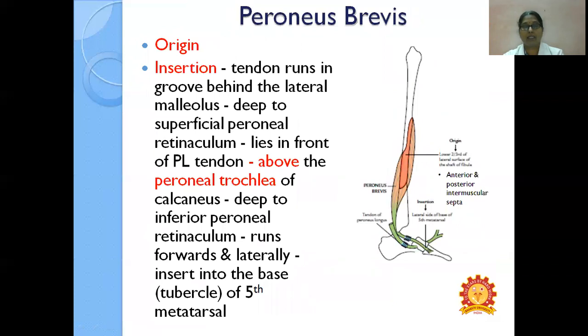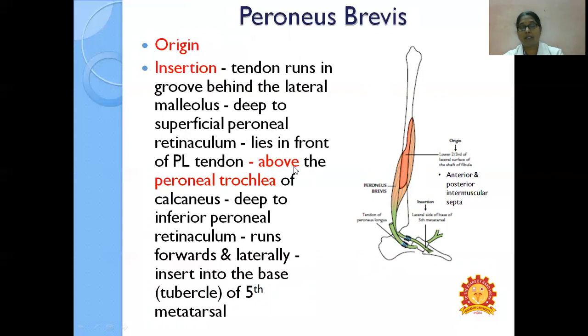Then we move on to the next muscle, that is peroneus brevis. So origin, you see here, from the lower two-thirds of the lateral surface of the shaft of the fibula and also the adjoining intermuscular septum, that is the anterior and posterior intermuscular septum. So where it gets inserted, the tendon runs in the groove behind the lateral malleolus, then deep to the superior peroneal retinaculum, lies in front of the peroneus longus tendon. This is a relation with the tendon.